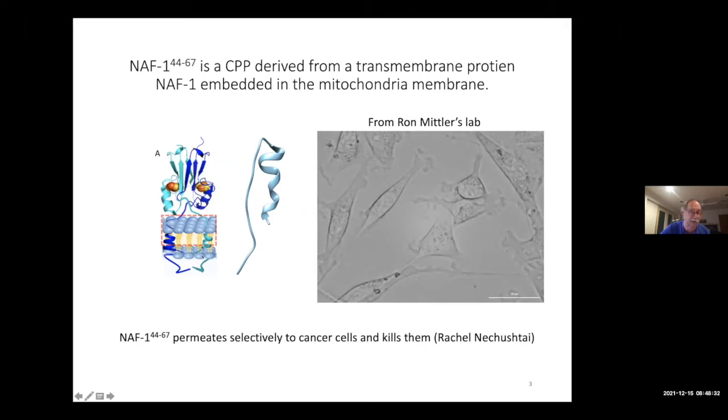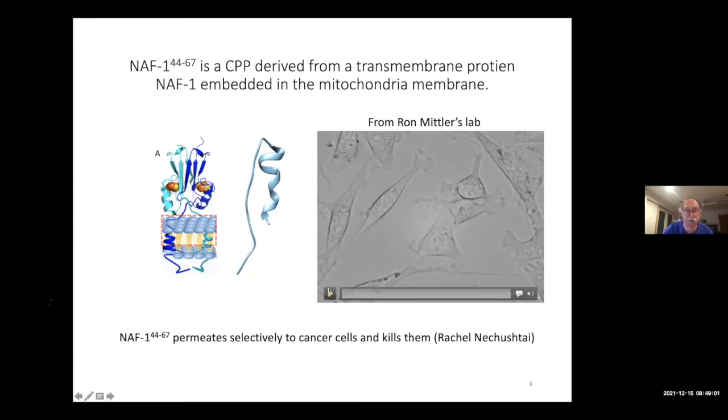But Rachel Nechushtai, the experimentalist who worked on this, chopped off a piece of this protein, a part that is transmembrane and also well solvated, and used this peptide to do different types of experiments. And she showed, among other things, that this peptide selectively kills cancer cells. It does very little damage to normal cells, but real cancer cells die very quickly.